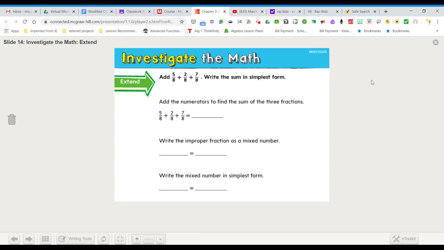Okay, adding 5/8 plus 2/8 plus 7/8. It says write the sum. When we're talking about the sum, we're talking about adding the sum in simplest form. So you're adding the numerators. Again, the denominator stays the same. So you're going to have a denominator of 8, and you're simply going to add the numerators: 5 plus 2 plus 7. Hopefully you're out there yelling 14. So your answer would be 14/8.